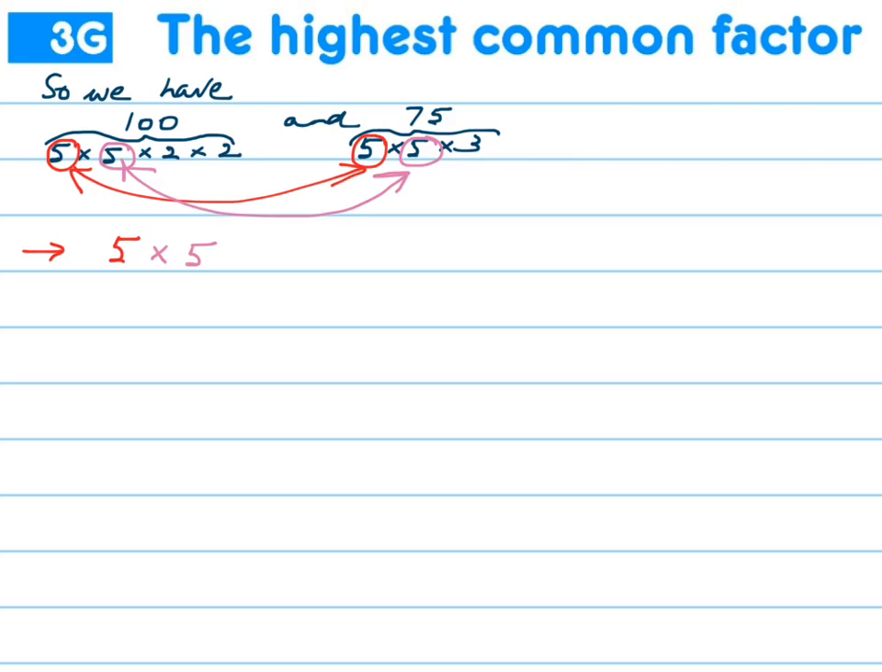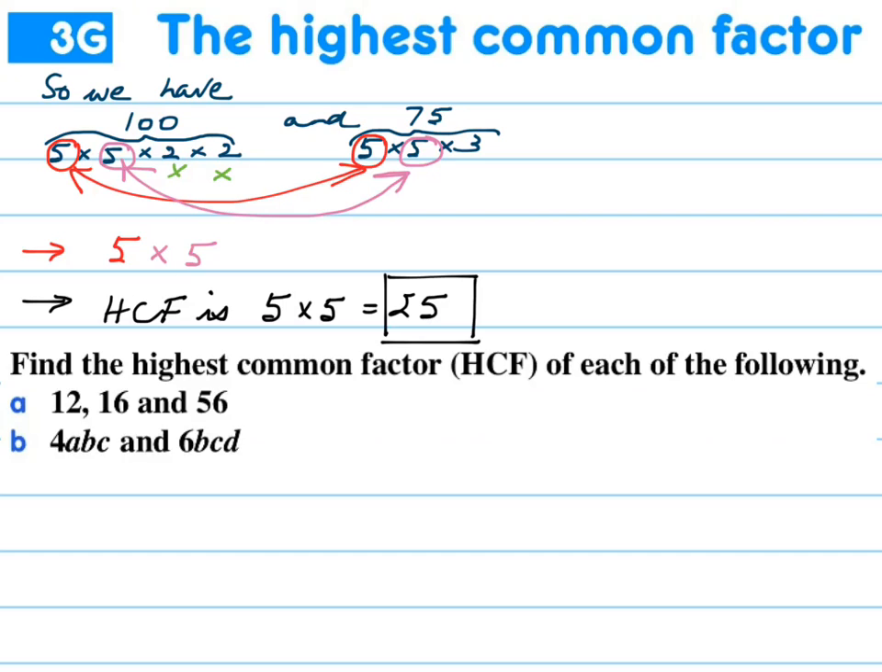Now, is that all there is? I think so, because that 2 and that 2 don't have corresponding cousins over in the other number. So that's the end of the line, I think. So the highest common factor, therefore, must be 5 times 5, which is 25. And that's it. Isn't that easy?